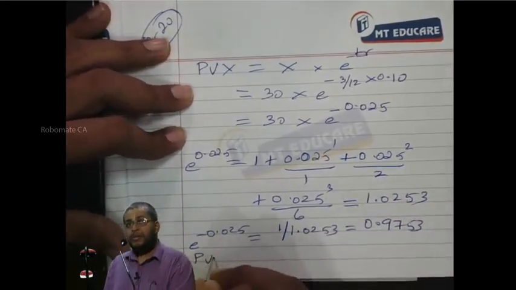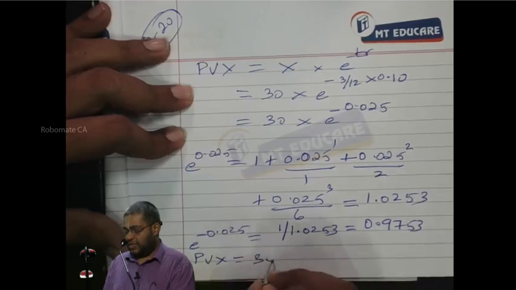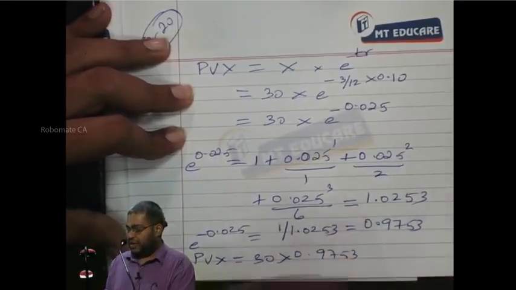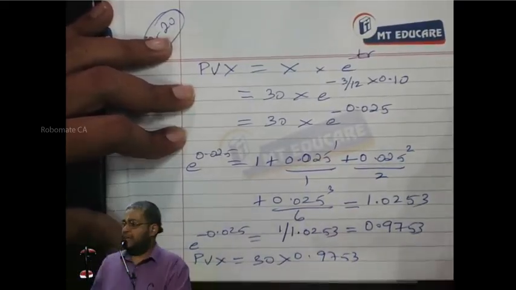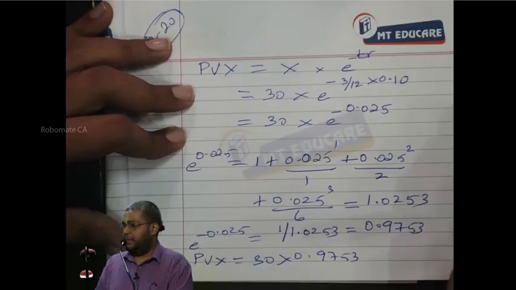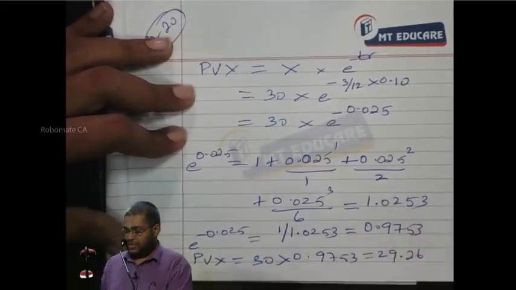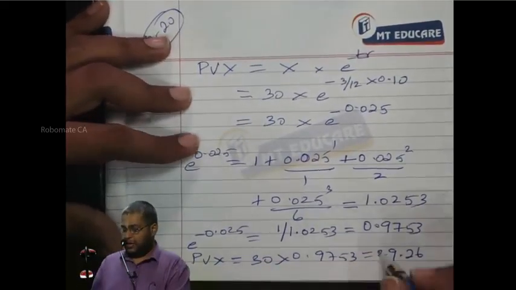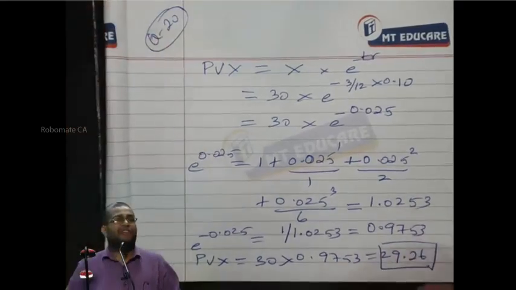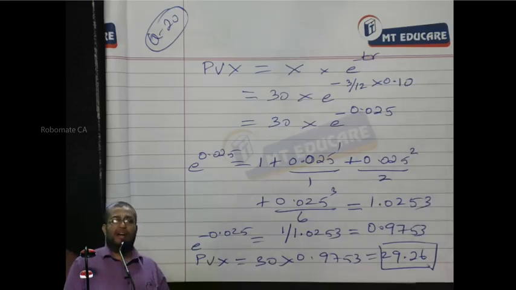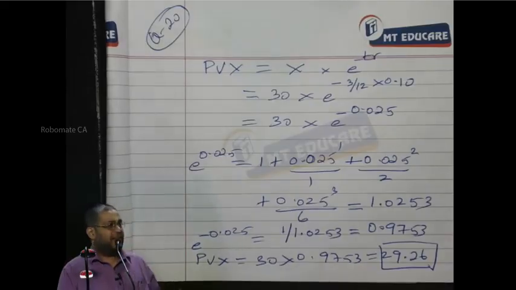Now, PV of X is equal to 30 into 0.9753. Simplify: the number is 29.26. So the present value of strike price is 29.26. 30 rupees after 3 months is worth 29.26 today. I have discounted it over 3 months. Normally I discount by 1 plus r power n, but here I use continuous discounting. That's the only change. Everybody understanding?